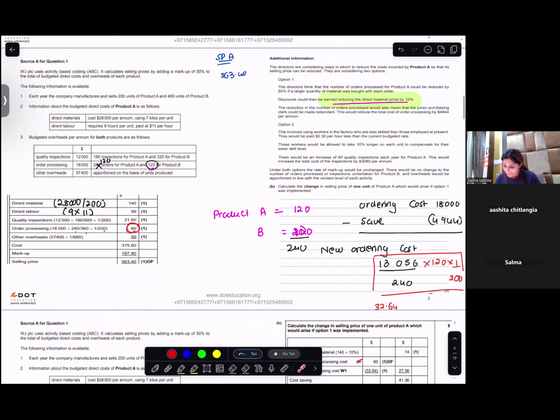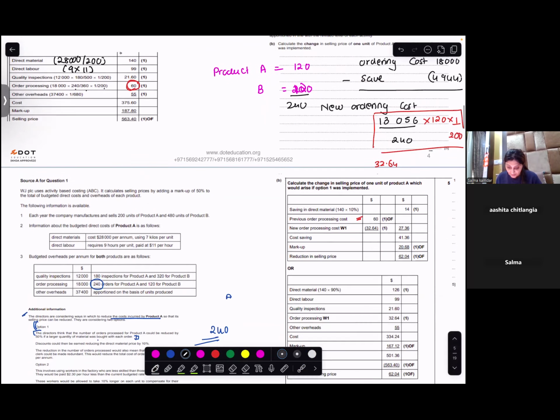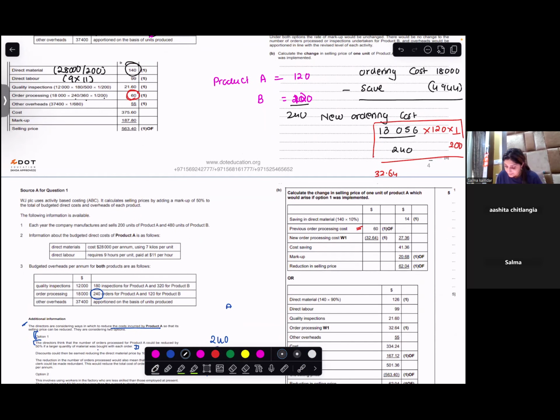Another thing that would happen is they will have a discount of 10% in the direct material. So the direct material cost was how much? 140. If 10% would reduce, then it would become 140 into 90%. 10% would be 126. So the savings, 140 minus 126, is 14. So the savings in the direct material cost would be 14.